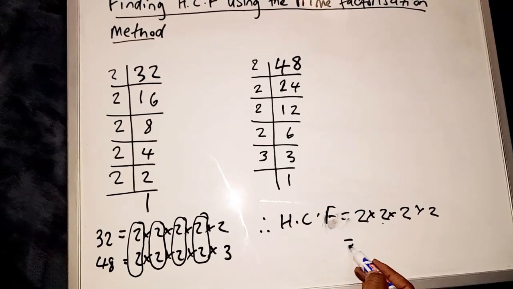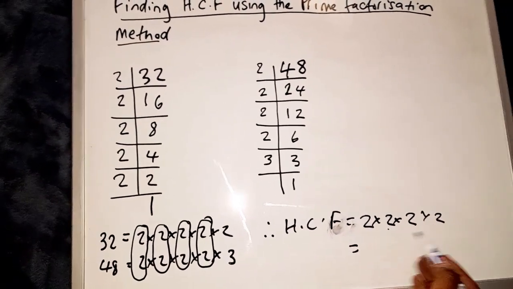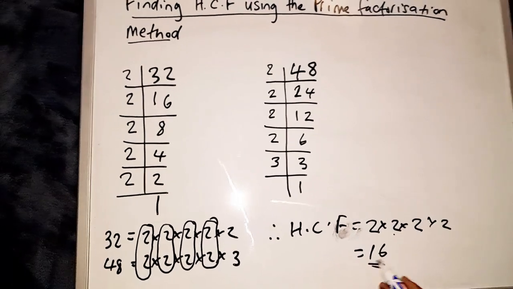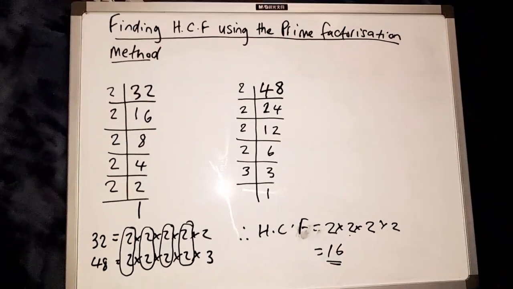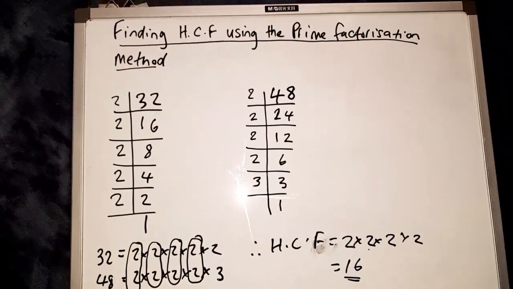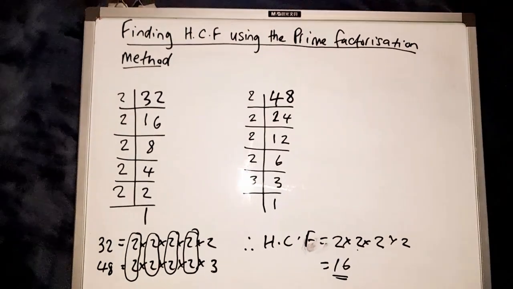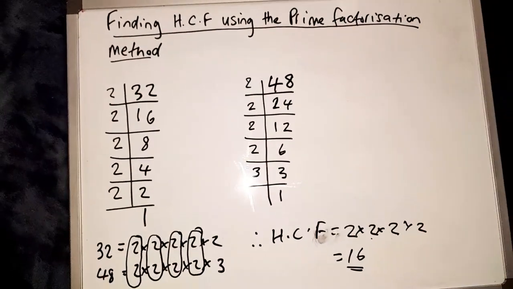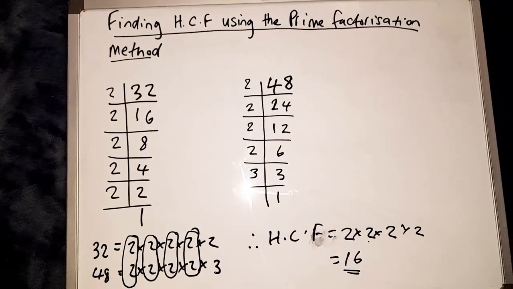So hence, you see that 2 times 2 times 2 times 2 will give you 16 as the highest common factor. So that's what happens when you're looking for the highest common factor of those numbers. So I hope this has managed to reach home.